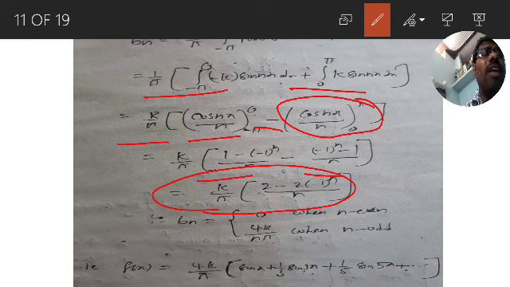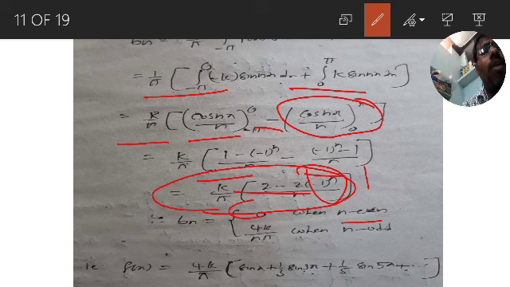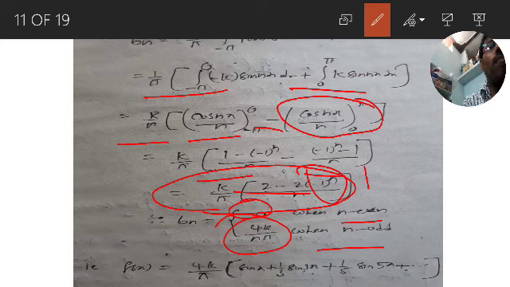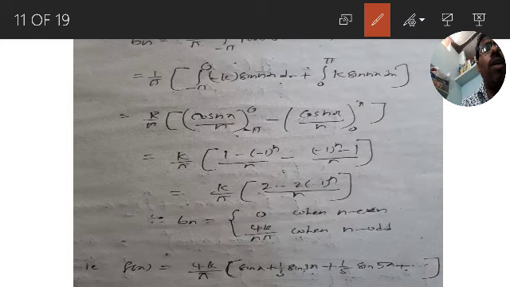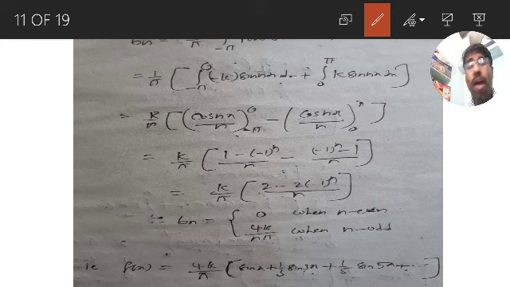If n is an even number, minus 1 whole power of n becomes 1, then 2 minus 2 becomes 0. Therefore, for even numbers, bn value is 0, and for odd numbers, bn value is 4k by n pi. Too many lines, let us erase them. Are you able to get it? Are you able to get the bn value? How are you able to find the bn value? Cos n pi value is minus 1 whole power of n.